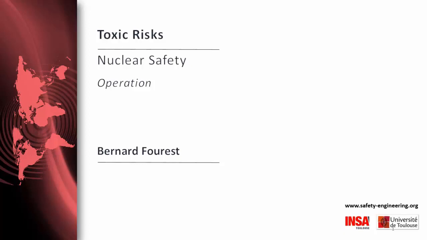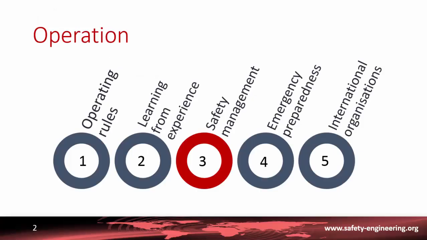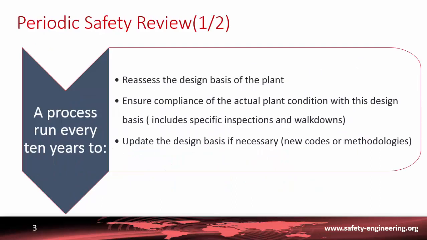We will see now some arrangements to ensure that safety is managed during operation. One of these first elements is what we call the periodic safety review. This is a process that should be run every 10 years, and the purpose is to reassess the design basis of the plant to ensure compliance of the actual plant condition with this design basis. And this includes specific inspections and modeling.